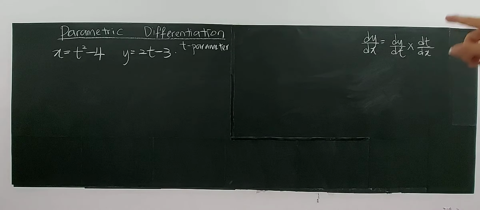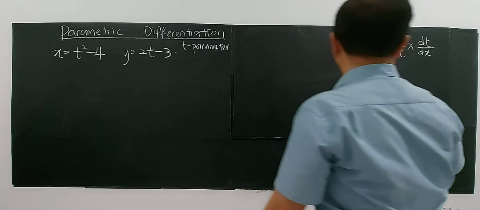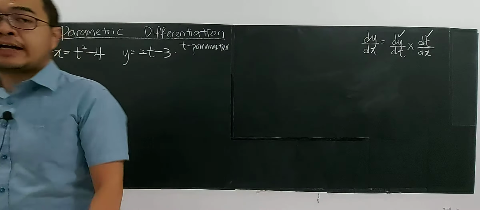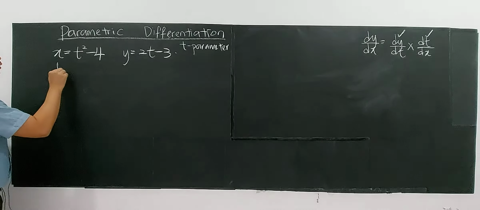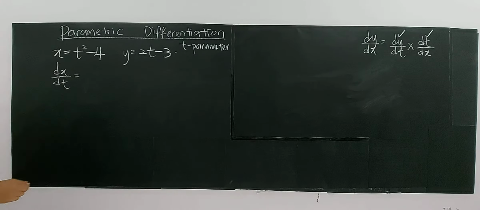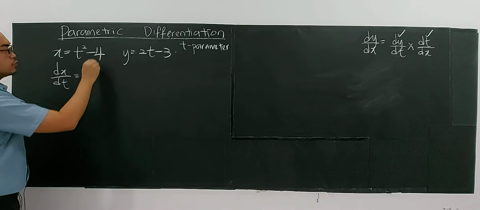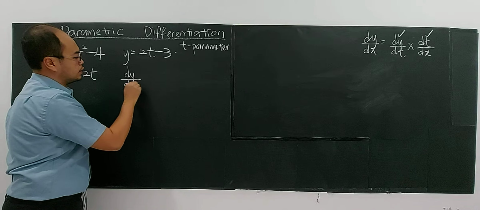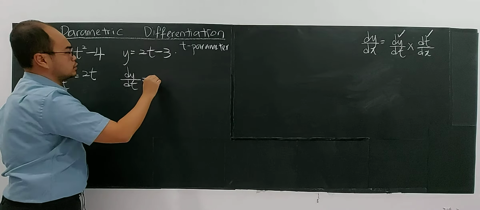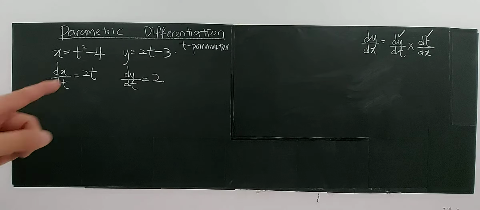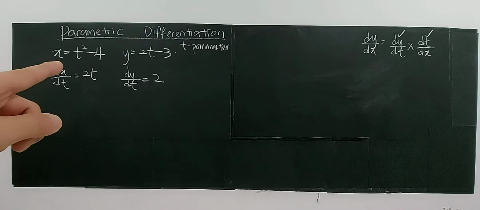So now I'm going to apply this formula to find dy/dx. Of course, in this formula we have dy/dt and dt/dx. So never mind, we're just finding dx/dt first. Differentiate t to the power of 2, you know that is 2t. Differentiate the constant, you have 0. Again, you differentiate for dy/dt. Differentiate 2t, you are getting a constant. So this will be your dy/dt, and this is your dx/dt.